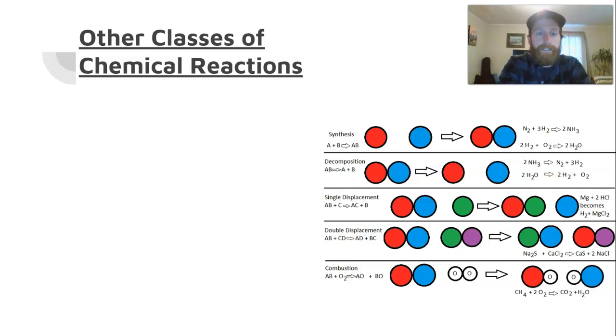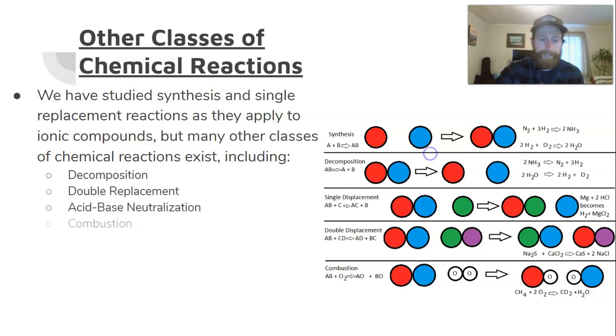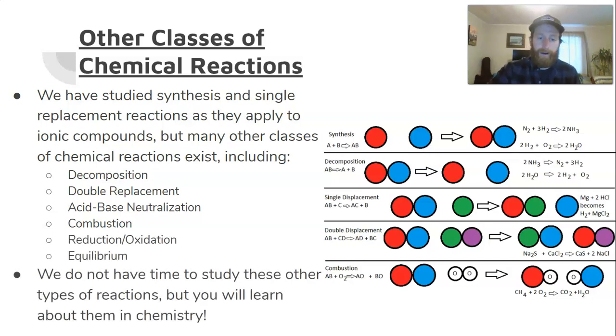Before we jump into it, I do want to just note that we've really only scratched the surface of chemistry in studying synthesis and single replacement reactions and ionic compounds. There's still the whole world of covalent compounds and many other types of reactions. Many other classes of chemical reactions exist, including decomposition, double replacement, acid-base neutralization, combustion, reduction oxidation, and equilibrium. We don't have time to study these or many of the other skills in chemistry, but you're going to go much deeper with what you've learned and into new territory when you do take chemistry.